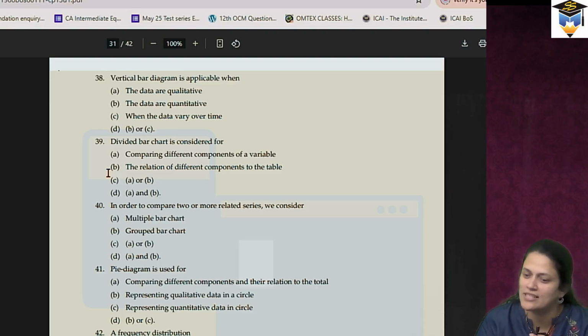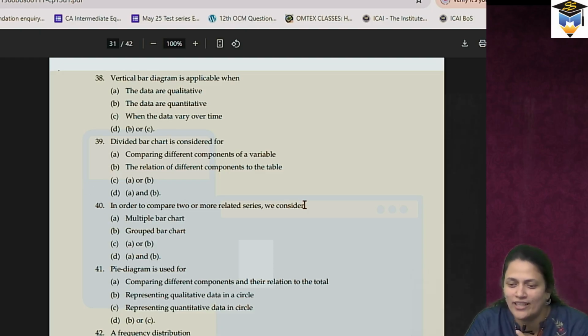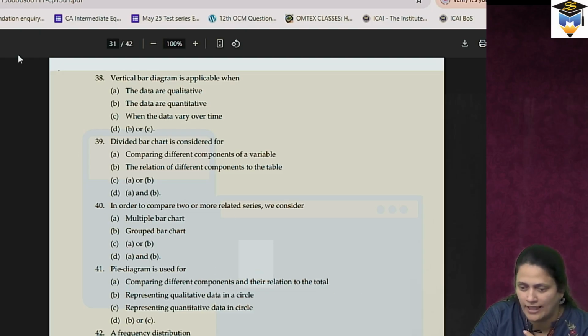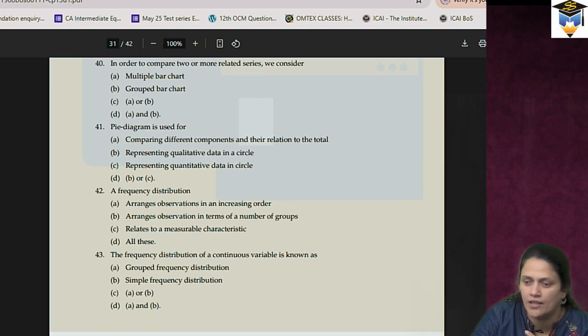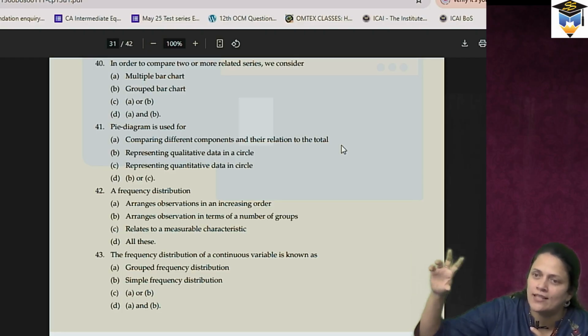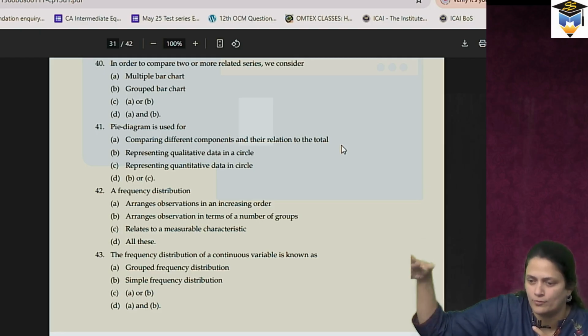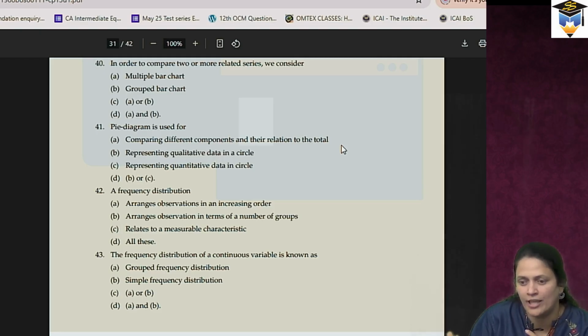Okay Atharv, did you understand what was said? Okay, now the 40th one. In order to compare two or more related series, we consider... No, tell me the answer for the 40th one. Arnav, the answer for 40? A and B, multiple bar chart and grouped bar chart. So what is the meaning of multiple bar chart? Two, two or more variables to compare, that is multiple. And grouped bar is, you know, different groups are marked on the chart.